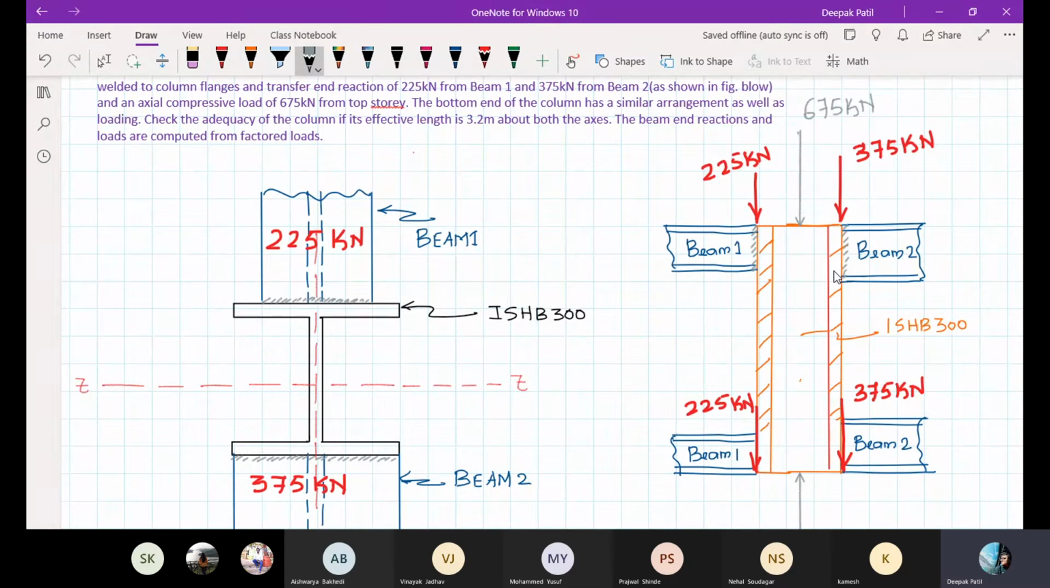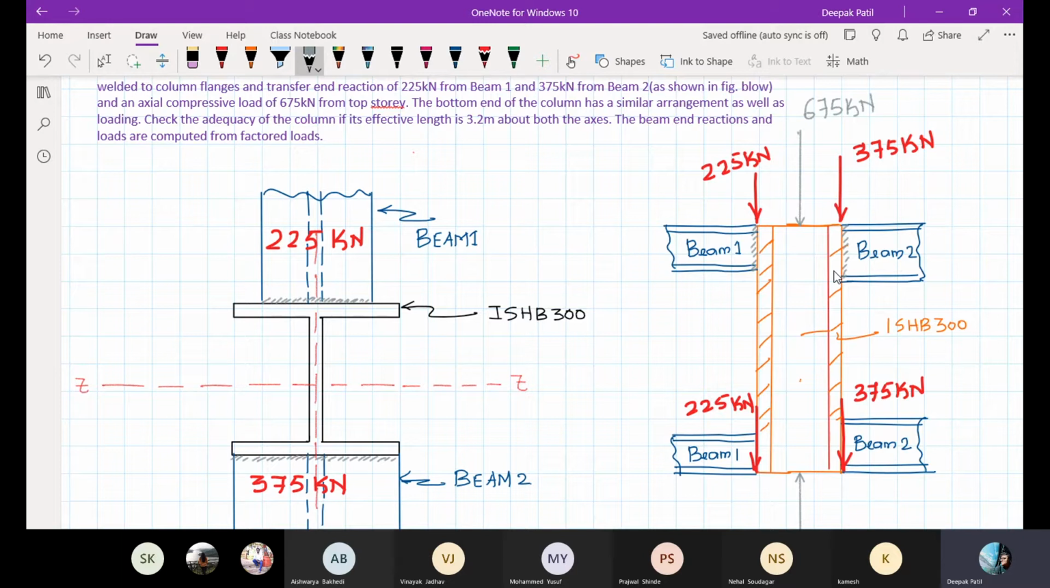From this beam, there is a reaction of 375 kilonewton, which is coming onto this column. From this beam, there is one more reaction of 225 kilonewton, which is coming on this column. And also there is the 675 kilonewton. He also tells that there is the same arrangement at the bottom of the column, and the same loads are being transferred. Now he asked us to check the adequacy of this column for this type of loading.